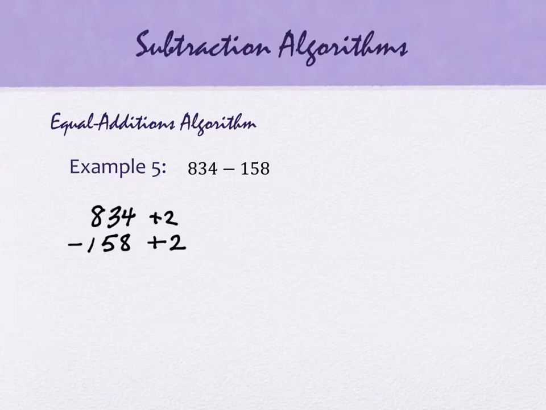So this is equal additions. I'm adding equal values each time. So now I have 836 and I have minus 160. The problem, of course, here is that I still would need to borrow in the tens place, right? 6 can't be taken away from 3. So I'm not quite done. I mean, if it could be subtracted right there, when we would, but I'm not done.